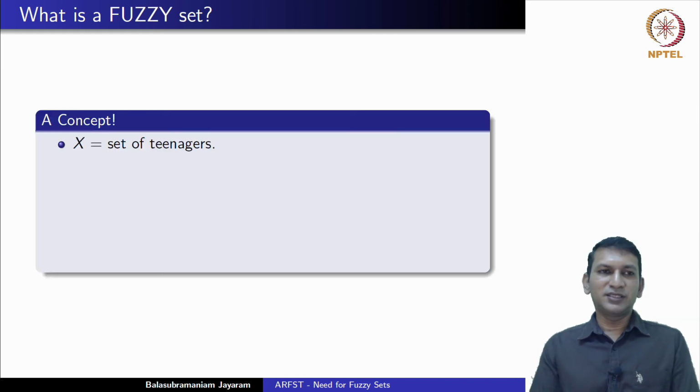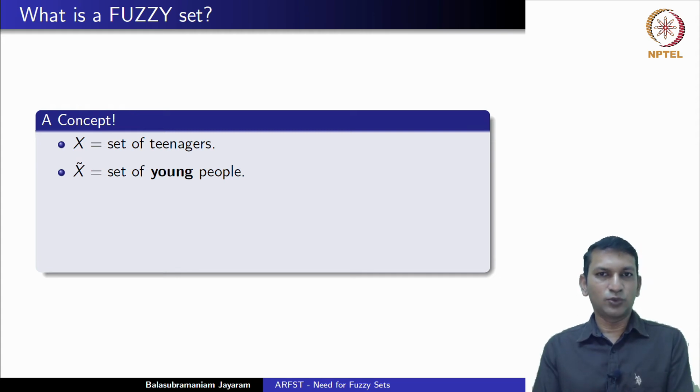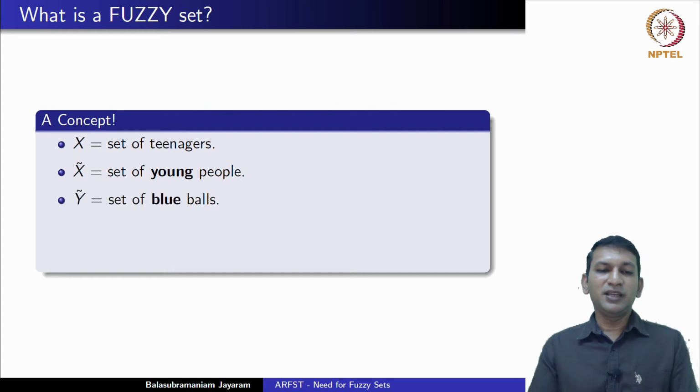For instance, consider the sets that we have discussed so far. If X is a set of teenagers, it's easy to discuss whether somebody belongs to the set or not. But the moment you relax and call it a set of young people, then we know that the concept young applies differently. It is varying, it is subjective, it is contextual. Similarly, when we talk about set of blue balls, blue becomes a concept.